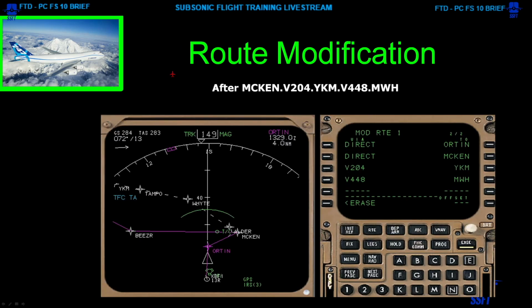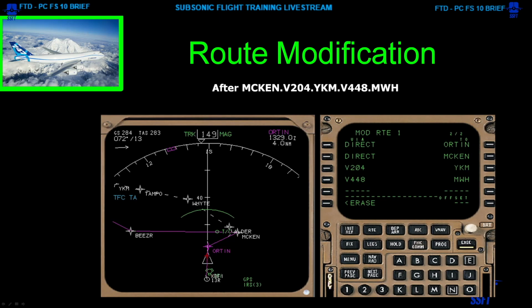whenever we got that clearance. We'll end up somewhere along the line, probably prior to Orton, getting a route modification. The route modification will be after McKean to proceed to Victor 204 to Yakima and Victor 448 to Moses Lake. And so you can see they've already put that in. They've gone to the route page. And after McKean, they put in Victor 204. You got boxes. They put in Yakima. And then Victor 448, they typed that out. Then you got boxes and then to Moses Lake.